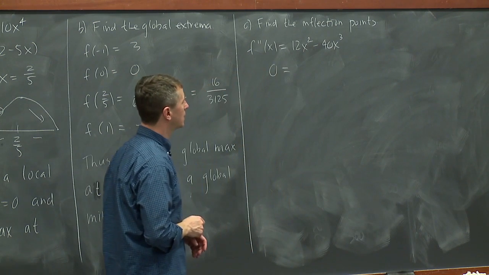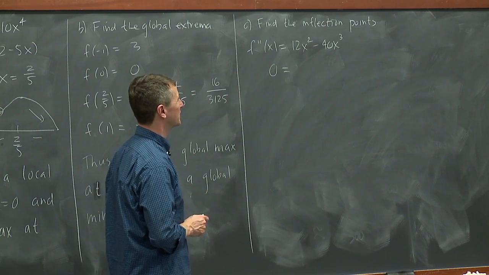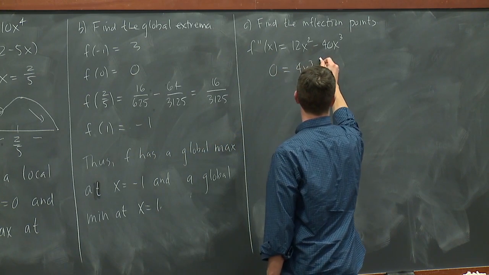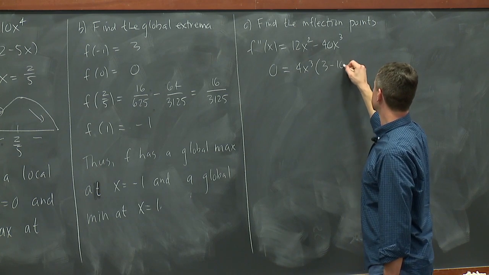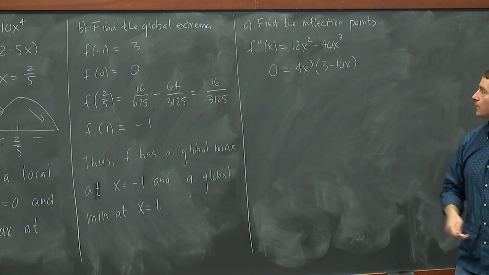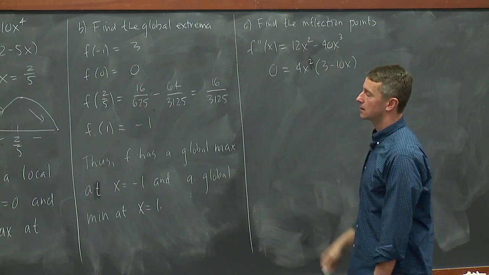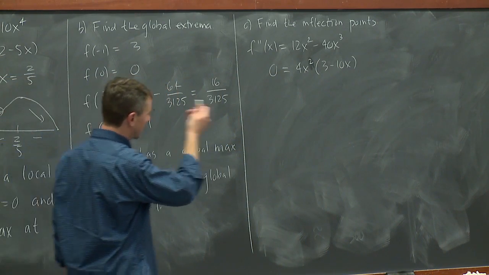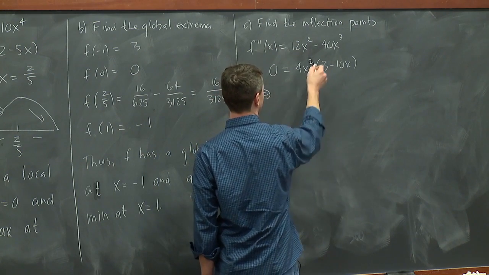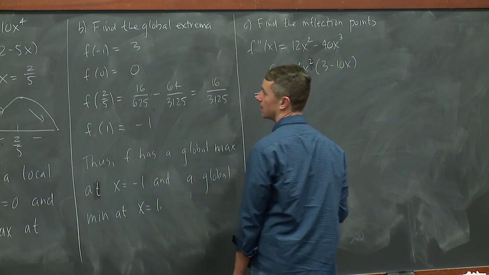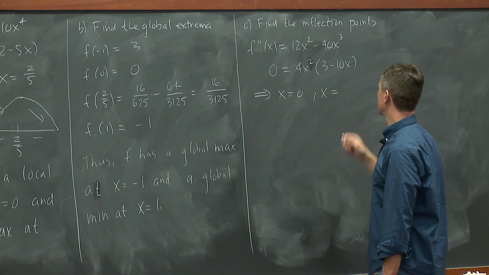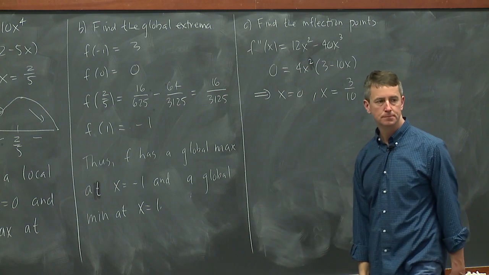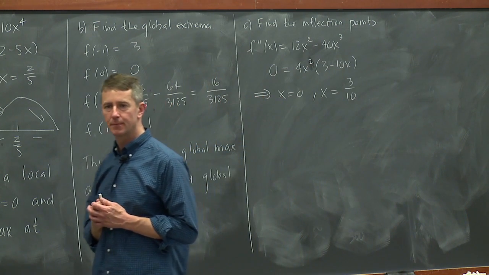Better to factor or divide? Factor. What can we factor out? 4x squared. And we're left with 3 minus 10x. So we got two things, the product of two things being 0, we like that. 4x squared is 0 means x is 0. And the other possibility would be x to be what? 3/10. So these are our inflection points.